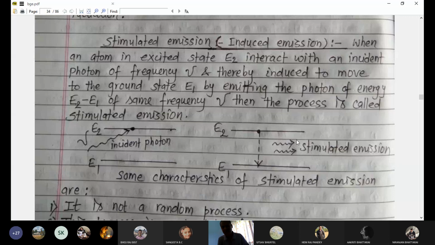Then the emitted photon is forced to move in the same direction as the incident photon. That means here this is one photon, and by this atom falling from excited state to the ground state, another photon is created, and that emitted photon also moves in the same direction as the incident photon.